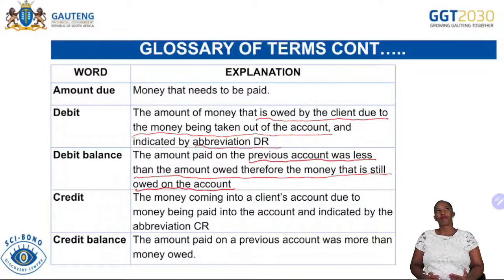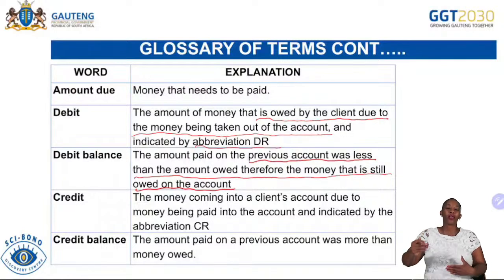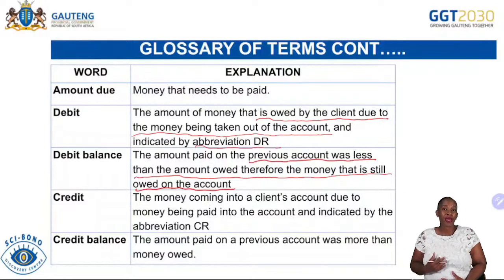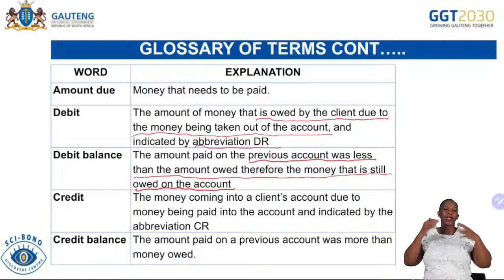So if I owe my bank money, I have used more than what I am supposed to use, or I have used more than what I have. That balance becomes a debit balance, because now I have used more than what I had. And then the credit balance, maybe I have paid. Now listen to this one, I'm talking about the bank now. So I have paid more.